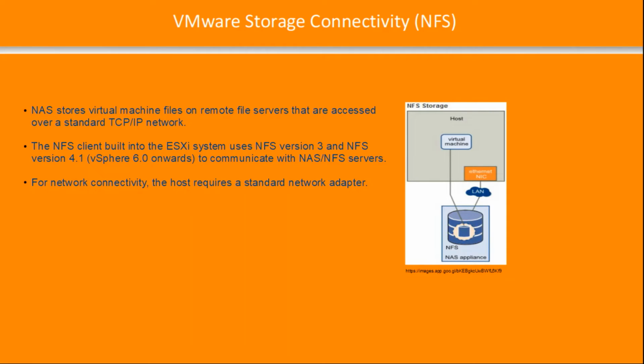The next storage protocol that we look at is NFS, or network file system. This is a special case of NAS, which means network attached storage, or storage available over a TCP/IP network. ESXi comes bundled with NFS client version 3 and version 4.1, which is available with vSphere 6.0 onwards, and allows communication with the NAS NFS servers. As shown in the picture here, the ESXi host can communicate with the NAS appliance over the network using a standard Ethernet card.